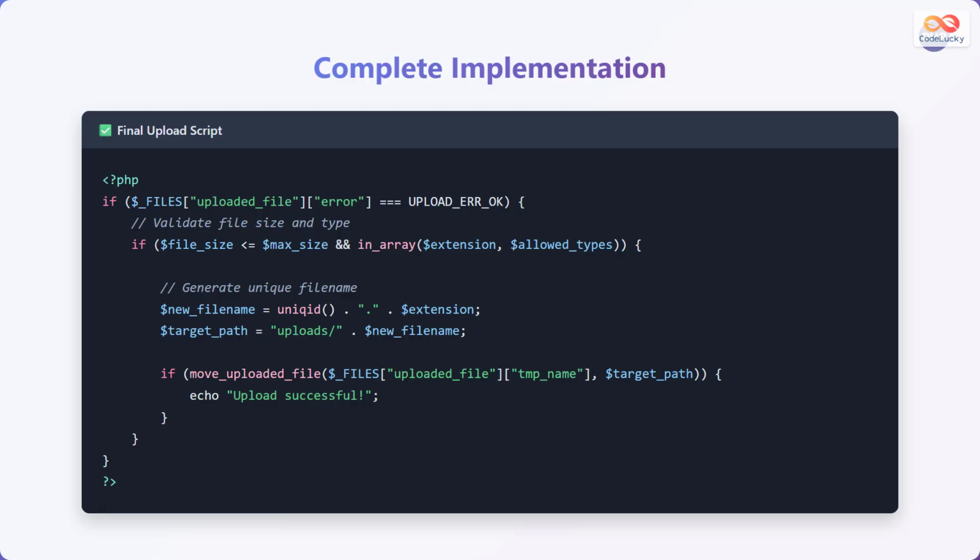After generating the unique file name, the script constructs the target path where the file will be stored. Finally, the move_uploaded_file function is used to move the uploaded file from its temporary location to the specified target path. If the file is successfully moved, the script outputs "Upload successful!" This implementation provides a more secure and reliable file upload process by incorporating comprehensive validation and error handling.